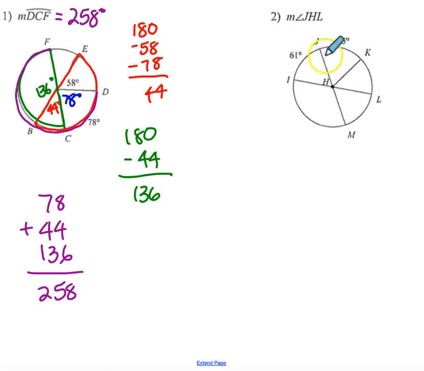For number 2, I'm trying to find the measure of angle JHL. I have this arc JK, which is 65. I'm going to bring that into the center. It's going to be the same as the central angle. Remember, the arc equals the central angle, so the central angle is 65. And I want to find JHL.